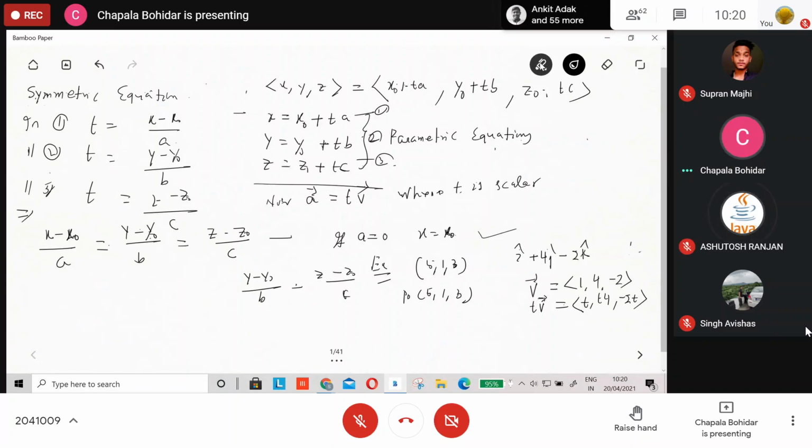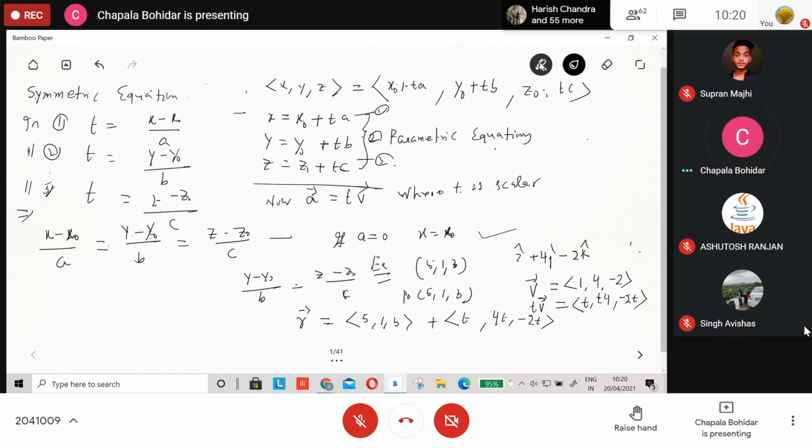Okay. (t, 4t, -2t). So now write down your vector equation. Vector equation: r is equal to our position vector, r0, which is (5, 1, 3), then plus t times (1, 4, -2).